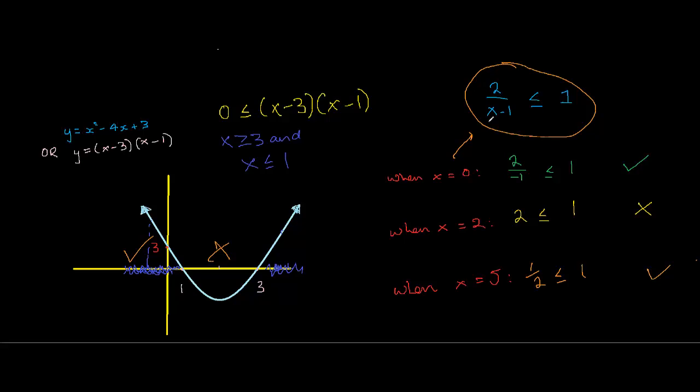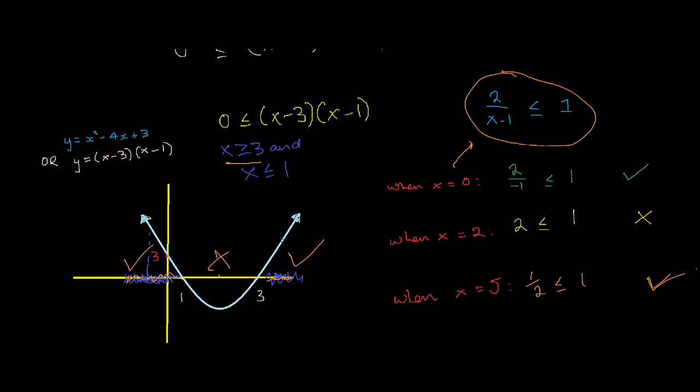And when x equals 5, we've got 5 minus 1 on the bottom. So that's 4 on the bottom. 2 over 4 is, of course, a half. A half is less than 1. Yes, it is. Boom. So we're right. So in these two areas is where we're correct. So when x is greater than or equal to 3, that's this one, and when x is less than or equal to 1. Fantastic. So that's the question done.